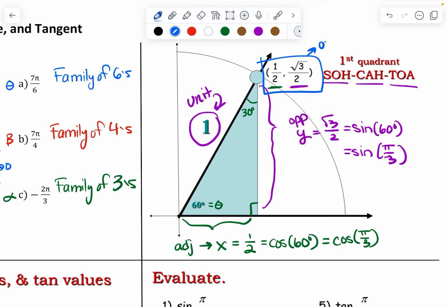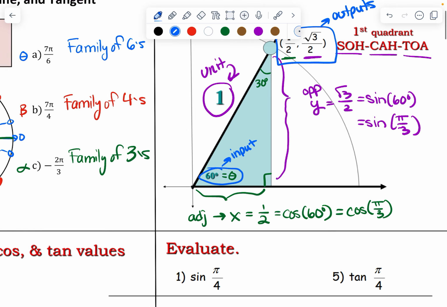These are both outputs. So sometimes the unit circle is a little confusing because typically for a function, we have a single input and then a single output. The input for our unit circle are angles. Okay, so we have one input here, and then on the unit circle, the x value is the output for cosine, and the y value is the output for sine. So one input will always result in two outputs. So x and y are outputs in this case.